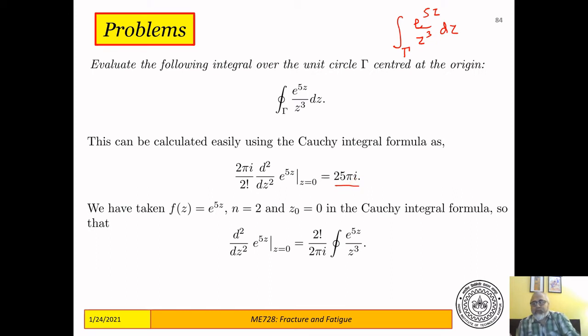So this is a very simple way of integrating. If you remember the Cauchy integral formula, it's a very simple way of integrating integrals of this form.